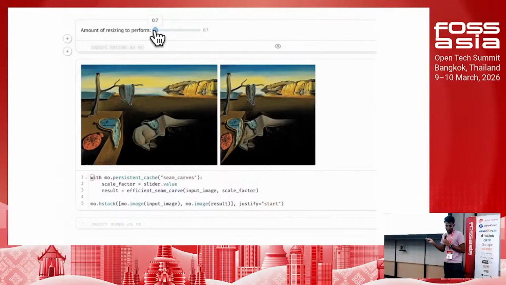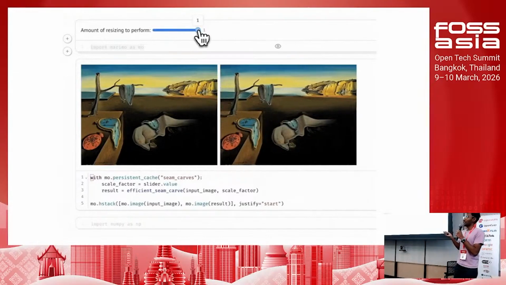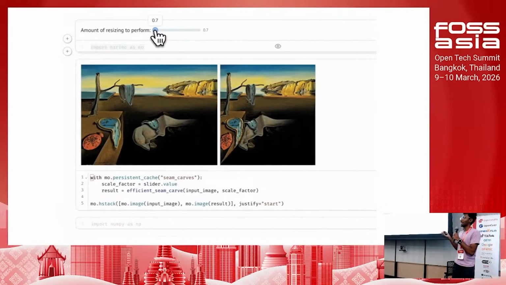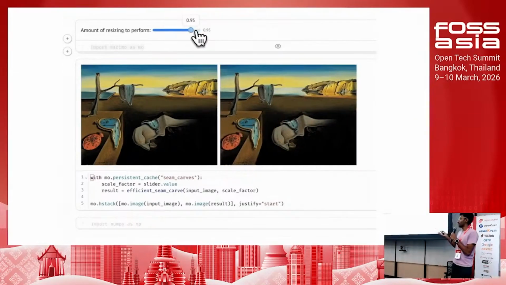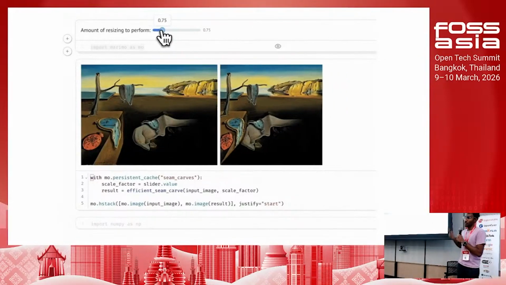This is another sample. I don't know if you know Dan Brown, or 3Blue1Brown. He has this famous seam carving example, and it utilizes the same concept.